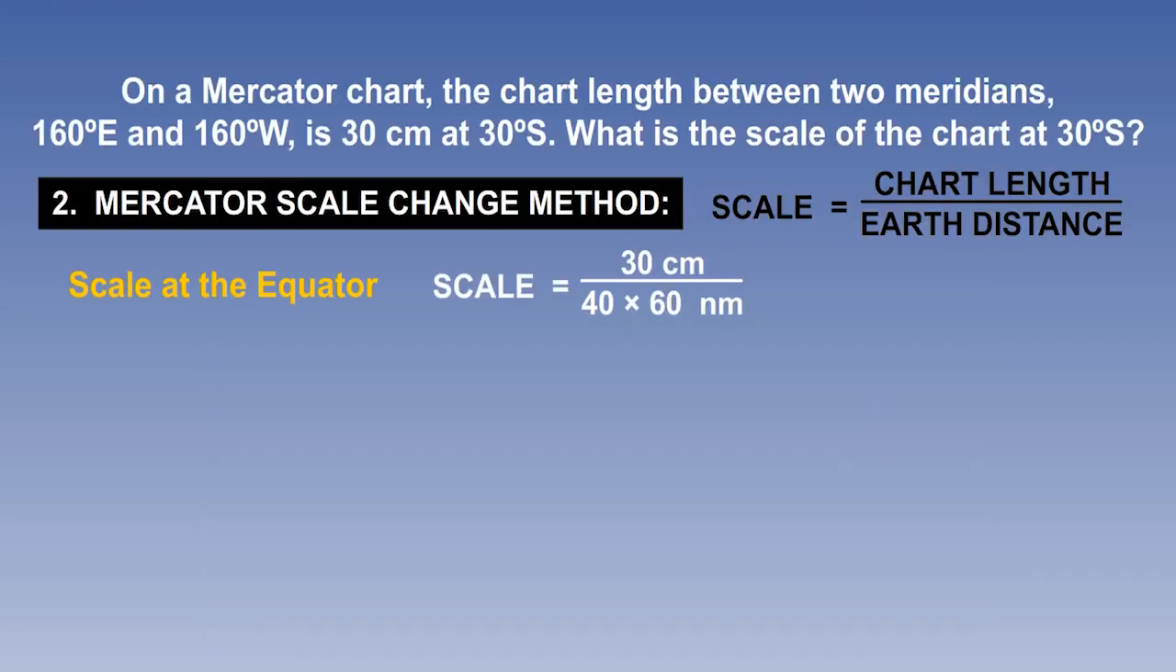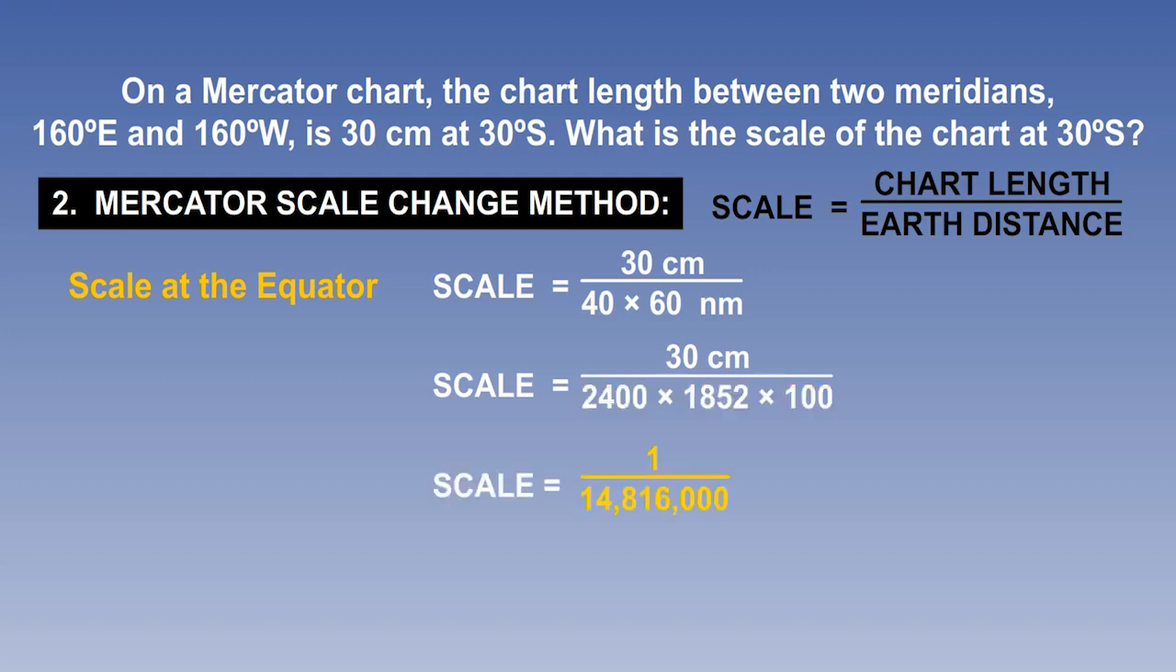So, at the equator, 30 centimeters represents 40 degrees of change of longitude, and each degree of longitude is 60 nautical miles. So the departure is 2,400 nautical miles. Now get everything into the same units as before. Multiply the nautical miles by 1852 to convert to meters, and then by 100 for centimeters.